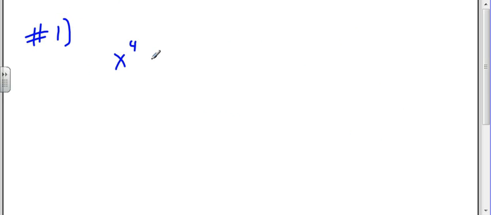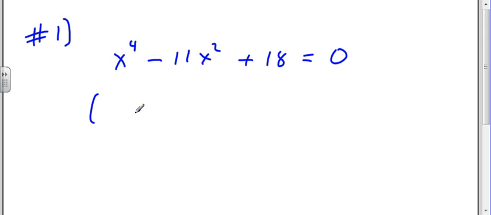x to the 4th minus 11x squared plus 18 is 0. Now, if it were x squared, we would expect 2 solutions, right? Well, with an x to the 4th equation, there could be as many as 4 solutions. Now, some of them might be multiple solutions, but there could be 4. Okay, so first thing we're going to do is try to factor it.